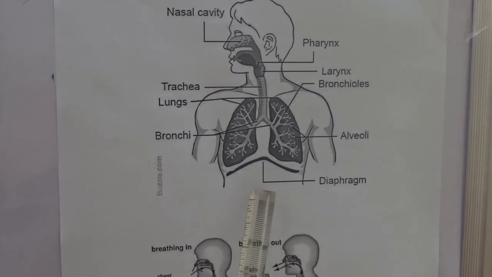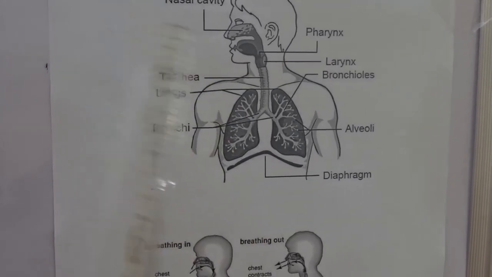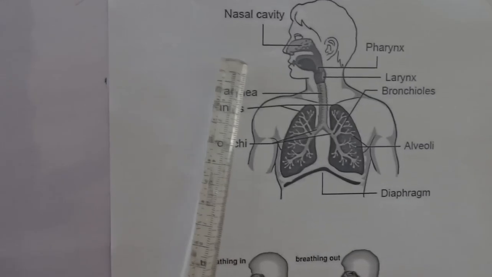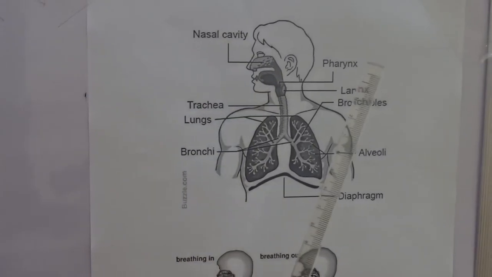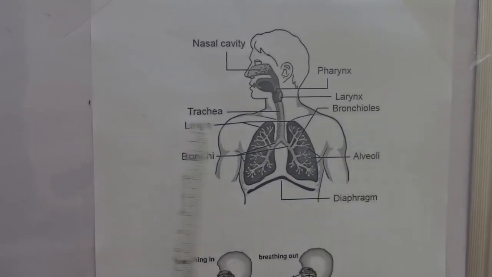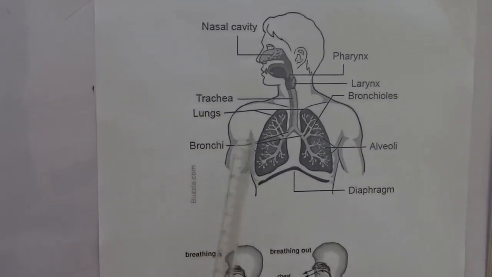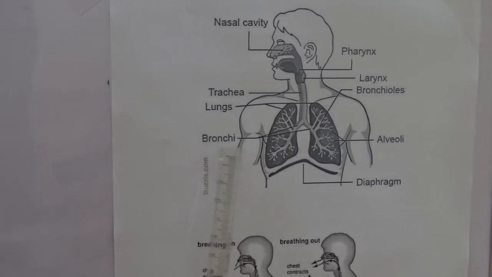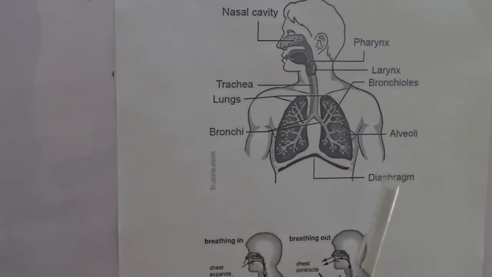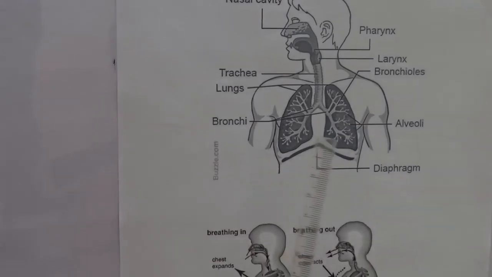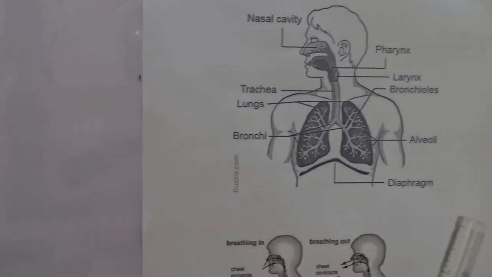So I say the nasal cavity: first the external nostril, internal nostril, nasal cavity, pharynx, larynx, trachea, bronchus, then bronchi branching into bronchioles, alveoli, and diaphragm. This is forming the structure of lungs.